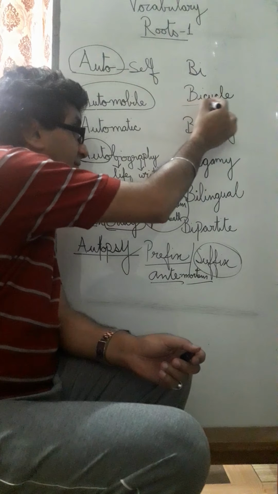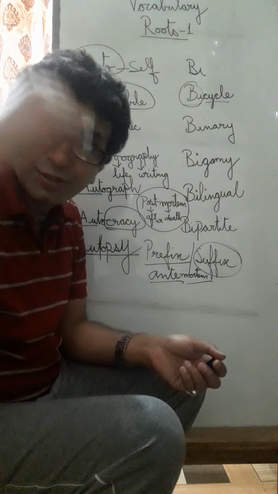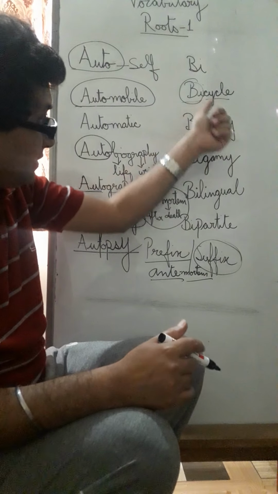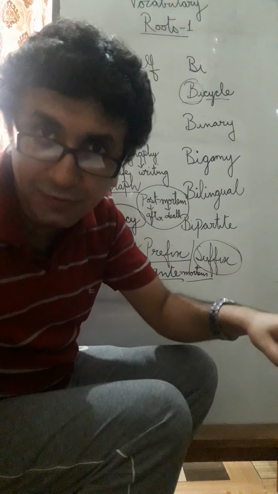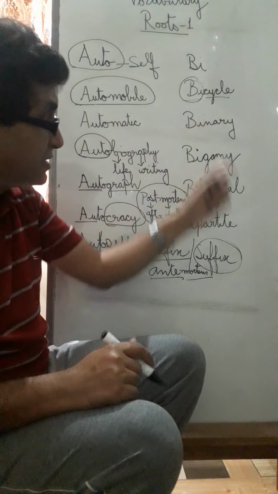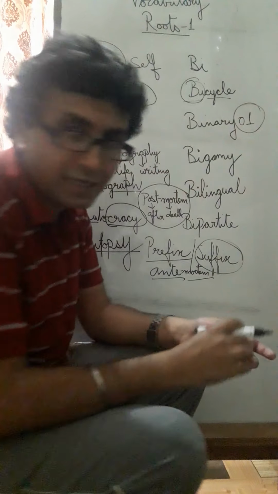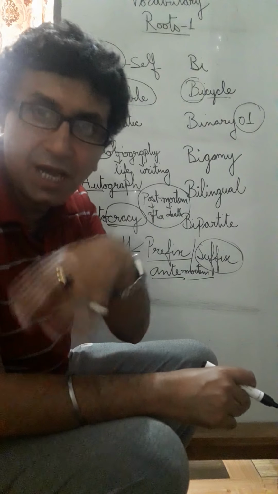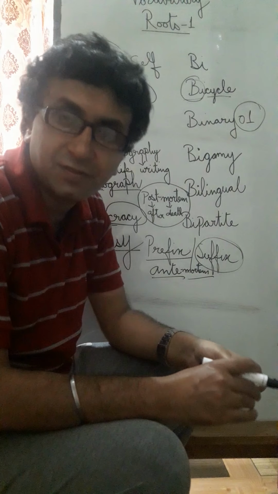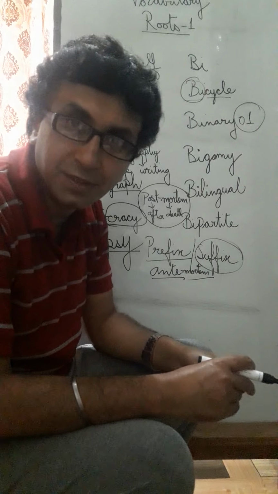So bicycle. Bi means two. Cycle means a whole revolution. Right? A whole moving around. So bicycle is a cycle which you ride. Alright? It has two wheels. Binary, 0 and 1. Those of you who study computers at the higher level. So the entire computer programming happens in 0 and 1. The entire machine language is written in 0 and 1. So that's a binary, 0 and 1, involving two numbers.